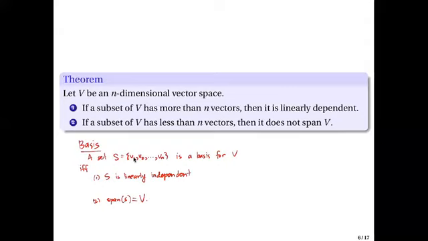So S has n vectors. If you have more, then definitely that set with more than n vectors will be linearly dependent. And if you are missing some elements, if you have fewer elements than the set S, then it cannot span the vector space V. We will not prove this. Just remember these two statements.